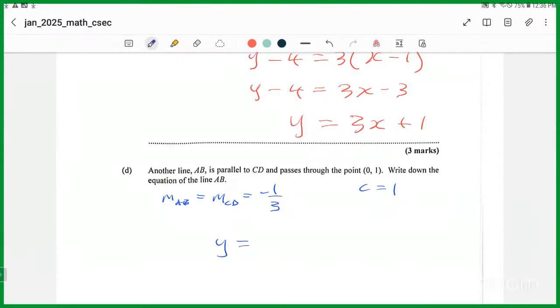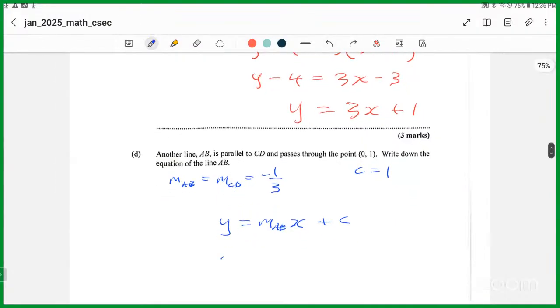It is y equals the gradient of AB times x plus c. y equals mx plus c. Once we know the gradient and the c, we're good to go. We don't have to calculate anything. Just plug them in. So it's y equals minus a third x plus 1. You must recognize that that's a c point. The y-axis intercept 0, 1 means that the c is equal to 1. It's a point on the y-axis. That's the equation. That's why it says write down. You don't have to calculate anything. They're giving you everything. You don't need to be doing a calculation. Let's write it down.